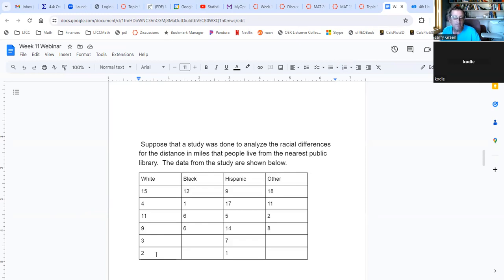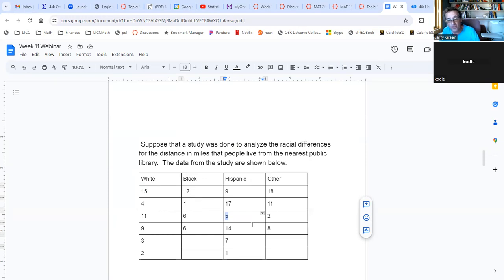The data from the study are shown below. And what we have is white, black, Hispanic, and other races. I just made a table. And as you see, the first person I asked said they were white, and they live 15 miles from the nearest public library. Okay, over here, a person was Hispanic and lived 5 miles from the nearest public library. Any questions on reading the table?